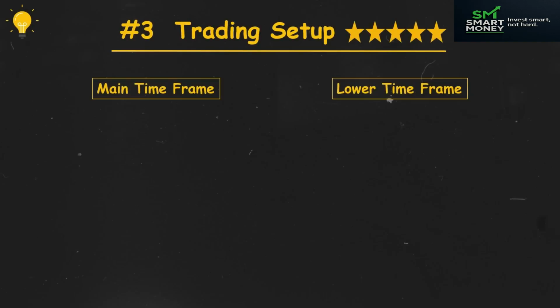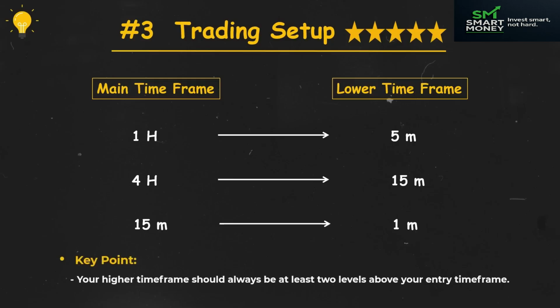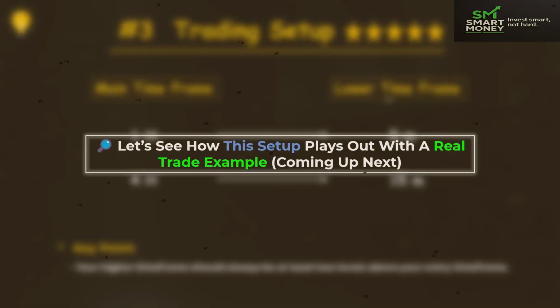This strategy also uses two time frames. I usually combine the 1 hour with the 5-minute chart, but you can also use 4 hour with 15-minute or even 15-minute with 1 minute. The key is that your higher time frame should always be at least 2 levels above your entry time frame. Now let's see how this setup plays out with a real trade example.